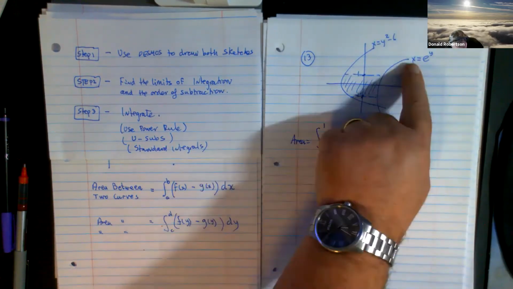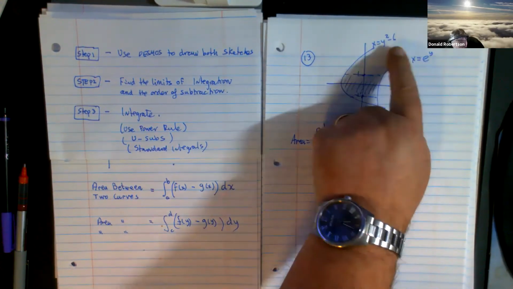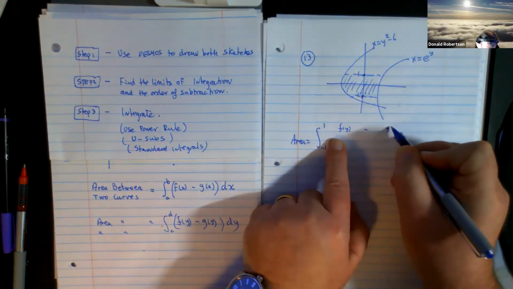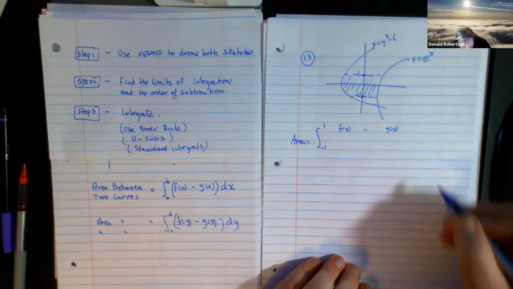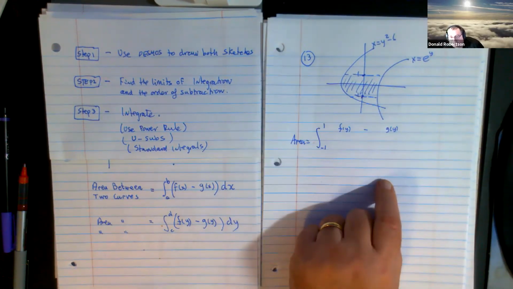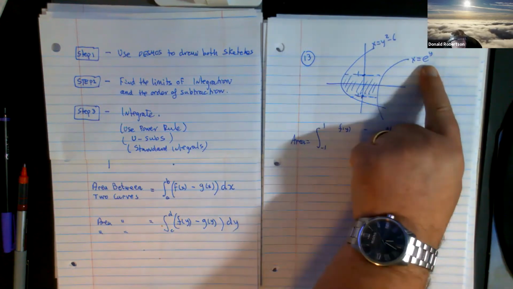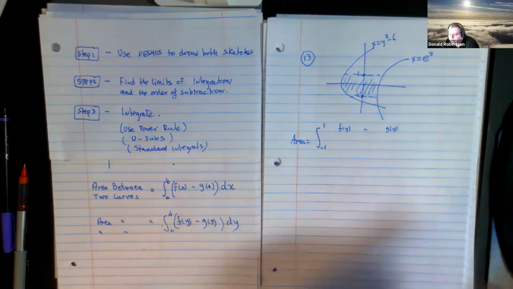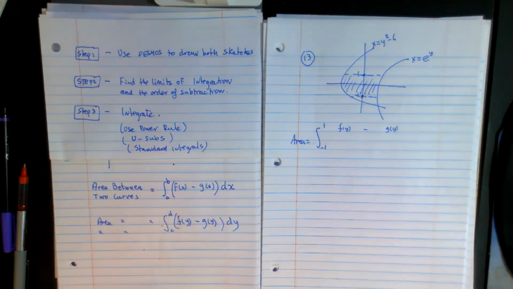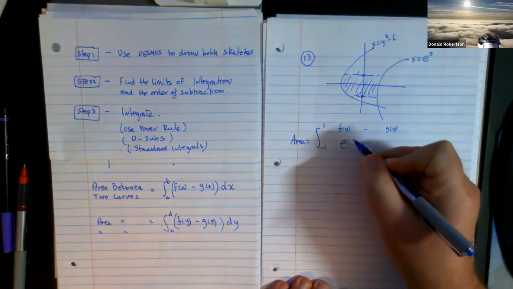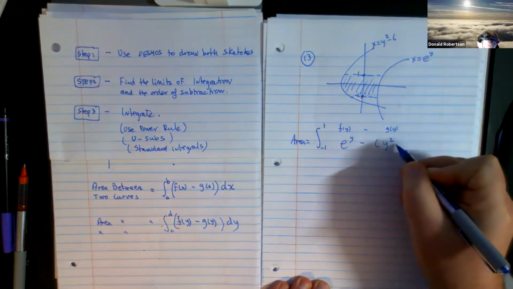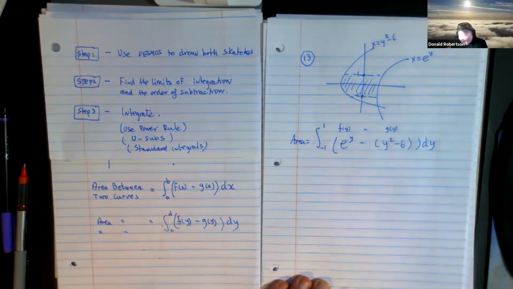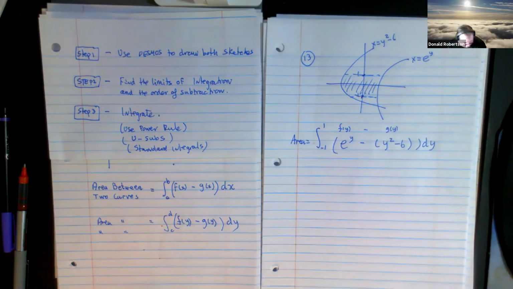Now, one of these, either e to the y or y squared minus 6, goes here, and then the other one goes next door. In my very crudely drawn picture, which of these two, the e to the y or the y squared minus 6, should go first? E to the y. Great. Then you take away y squared minus 6. And that's step 2 done. Set up the integral with the limits of integration.